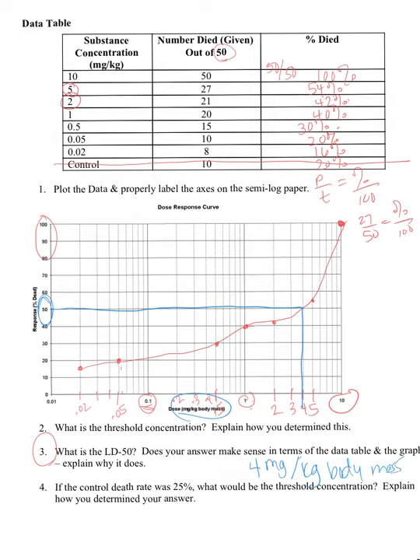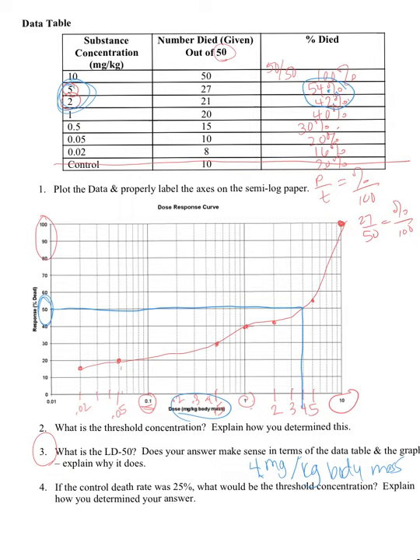So that is my LD50, and I'm going to look, okay, does it make sense? So here, my death rate, 54%. Well, 50% is really close here. 42%, so it should be between these two numbers. And if I look at these two numbers, my 4 is between 5 and 2, so I have a logical answer. So that's what it means. Does it make sense in terms of the data table? And it does, because again, my 50% falls between these two values here, and so my 4 is between 5 and 2.